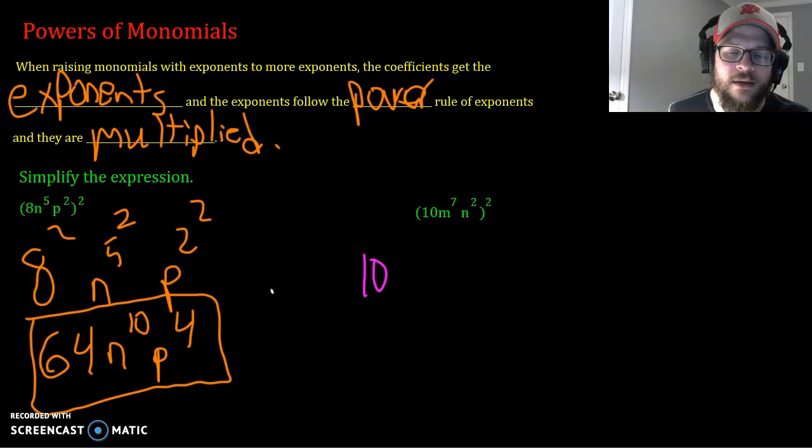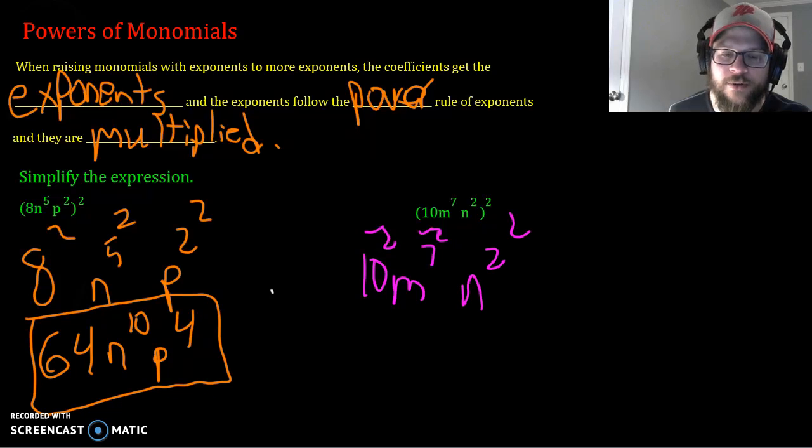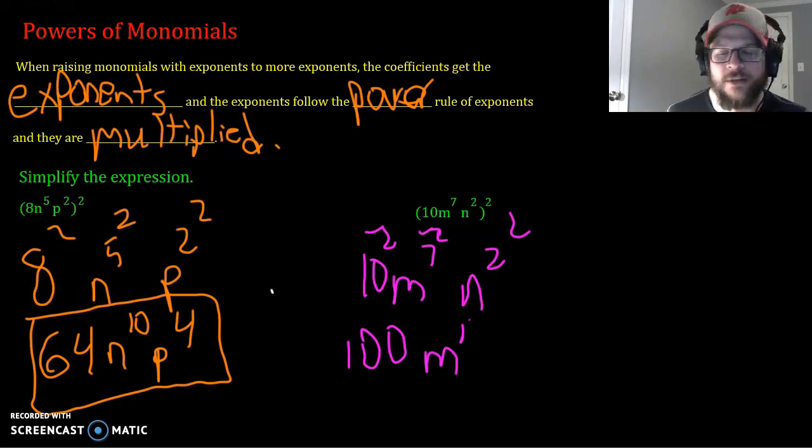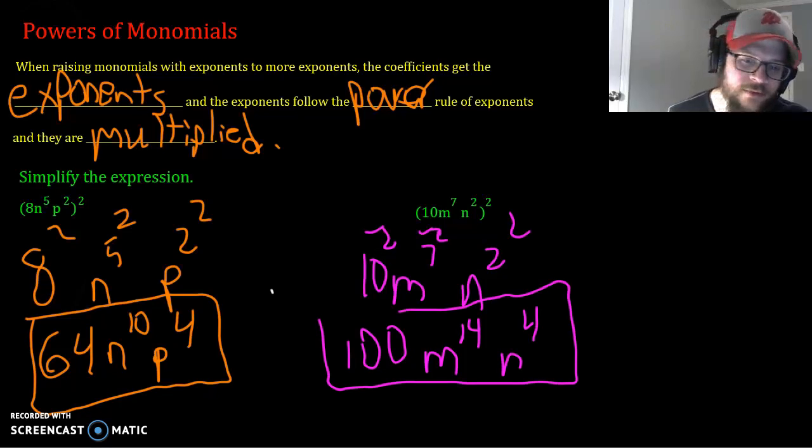So your 10 gets squared. Your m to the seventh gets squared. Then your n squared gets squared. So 10 squared is 100. 7 times 2, because we're following our power rule of our exponents and multiplying them together, gets 14. And likewise with the n, 2 times 2 is 4. No negatives, no like terms that we can combine using our product rule, so that expression is completely simplified.